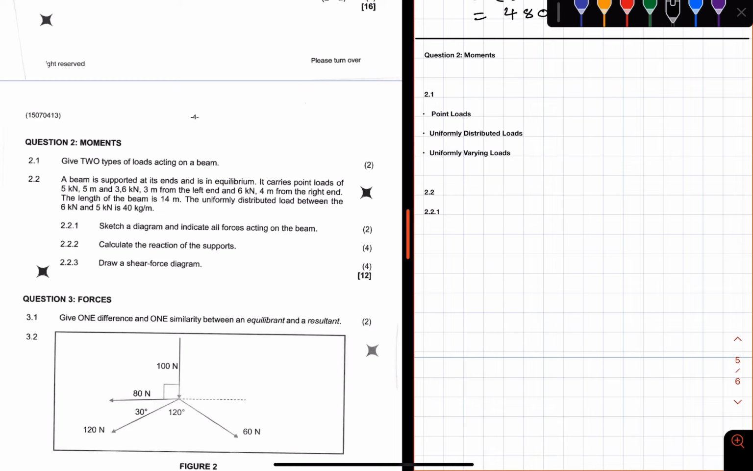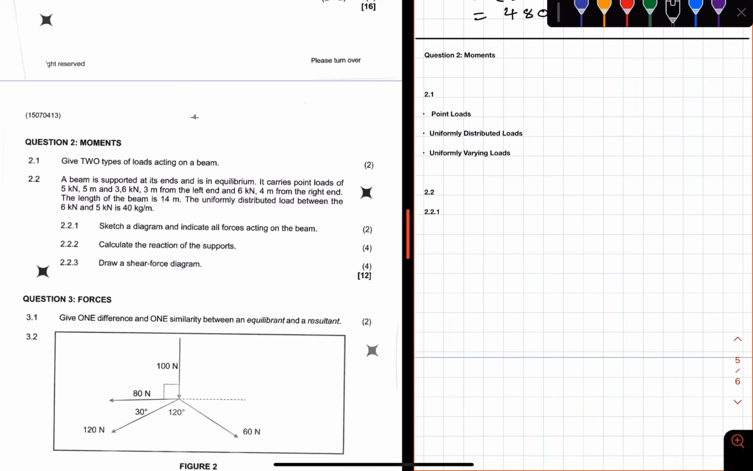Today I'll be taking you through question 2 of the Engineering Science N3 exam that was written on the 31st of March 2023. Now question 2 is based on moments. So yeah, let's jump right into it.